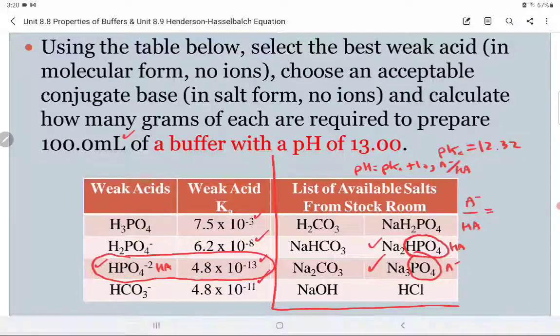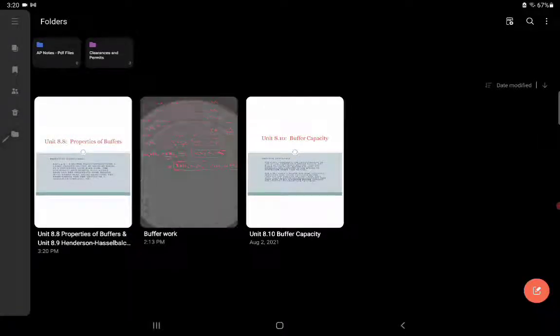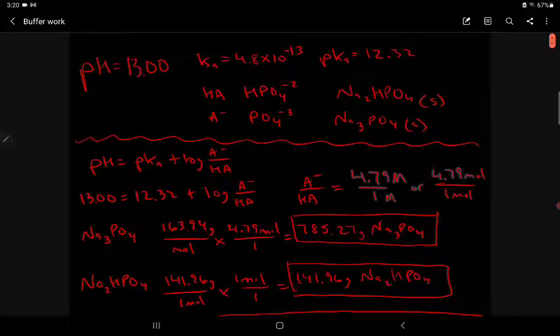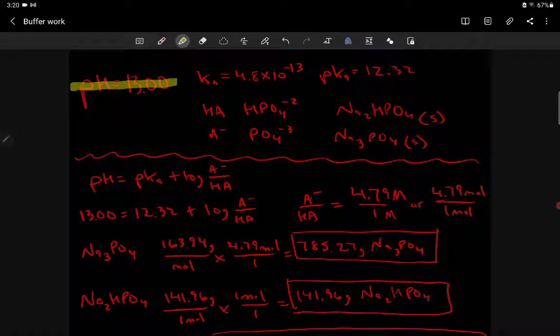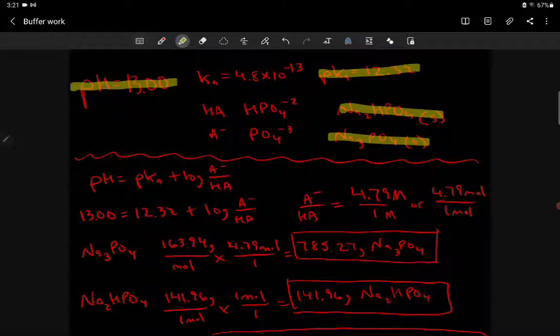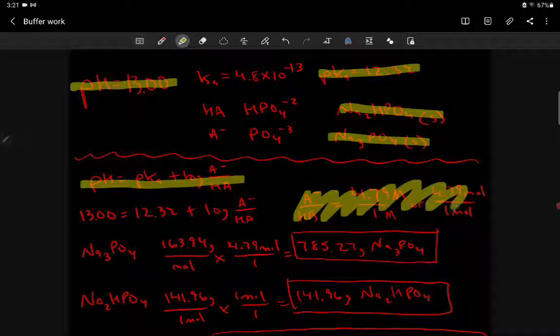So let's go, I'm going to go find the math on this. And here's my math. So let me go and turn this into a, yeah, let's do that. Okay, so we needed a pH of 13. I told you that the pKa was that. I told you what 2 chemicals we'd have to go find. I also told you we're going to have to use the Henderson-Hasselbalch. And we'd have to solve for this A minus to HA ratio. And so there is our ratio. Now technically that is 4.79 molarity per 1 molarity.